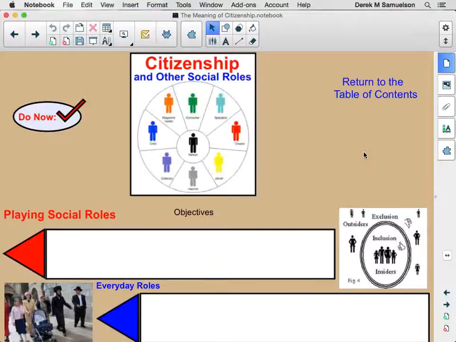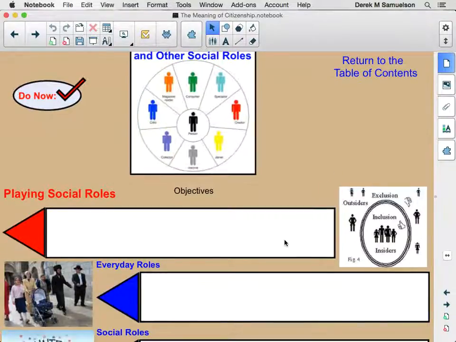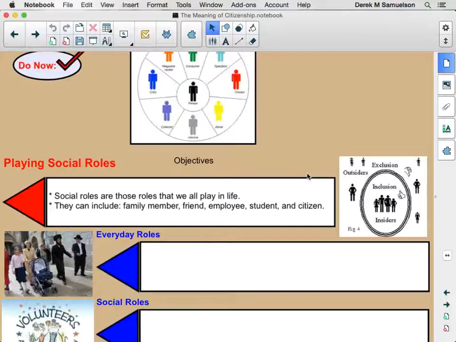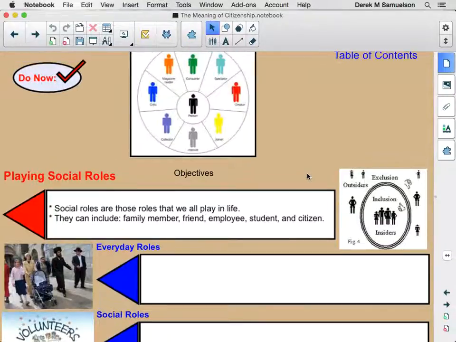This lesson is on citizenship, which we've talked about for a couple of lessons now, but also other social roles that we have in our society. Social roles. Well, those are all the different roles that we play in life. It's the acknowledgement that we are many different people in many different scenarios, and that we have a role to play in all of these. These roles include family member, friend, employee, student, citizen. And we may act in slightly different ways in all of these roles. And that's okay. That's a part of what we do. And it's how we function in society as a whole.